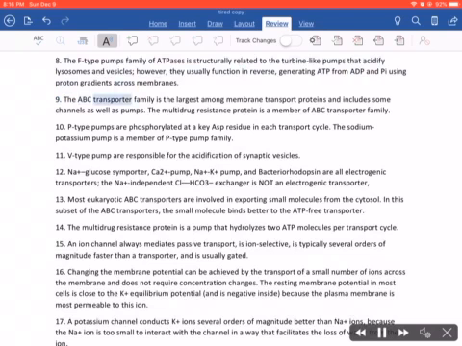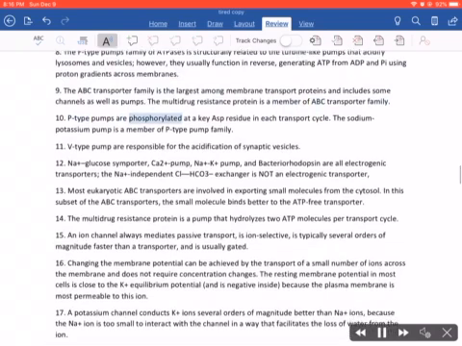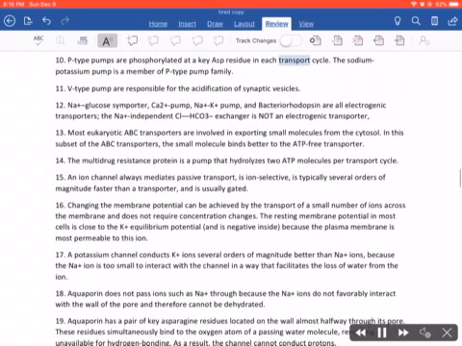9. The ABC transporter family is the largest among membrane transport proteins and includes some channels as well as pumps. The multi-drug resistance protein is a member of the ABC transporter family. 10. P-type pumps are phosphorylated at a conserved aspartate residue in each transport cycle. The sodium-potassium pump is a member of the P-type pump family.